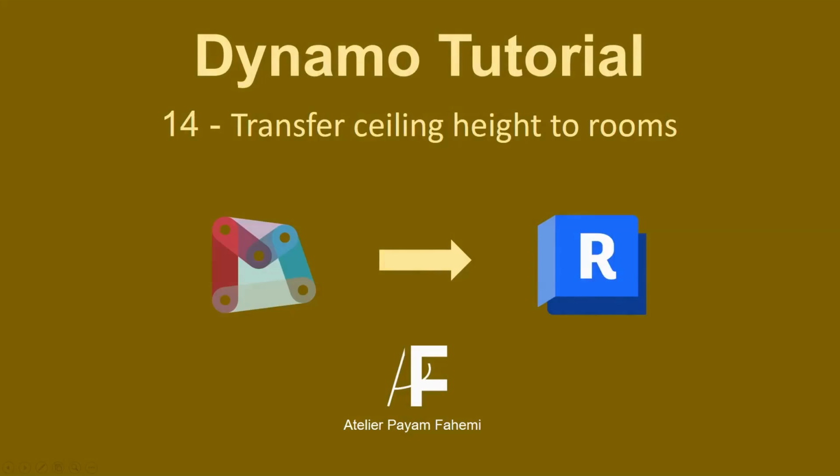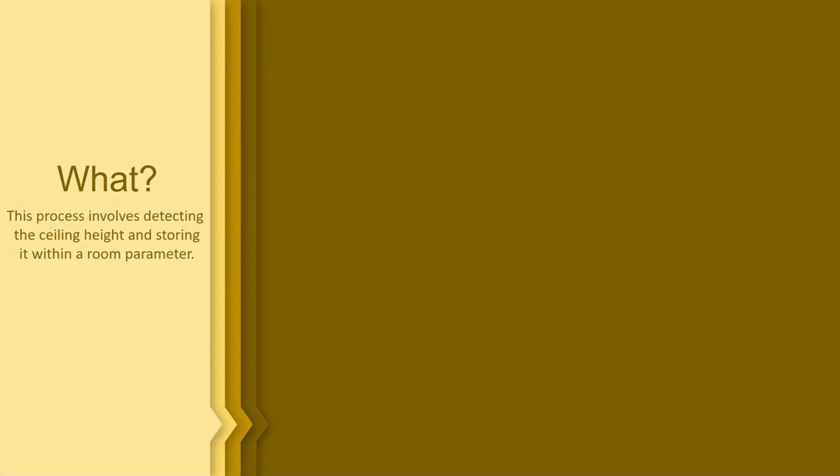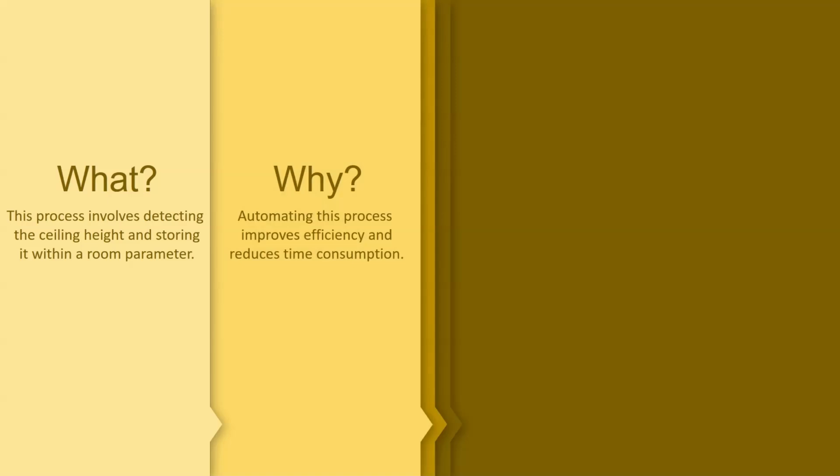In today's tutorial we're going to transfer ceiling height to rooms. This process involves detecting the ceiling height and storing it within a room parameter. Why are we going to automate this? Because automating always improves efficiency and reduces time consumption.